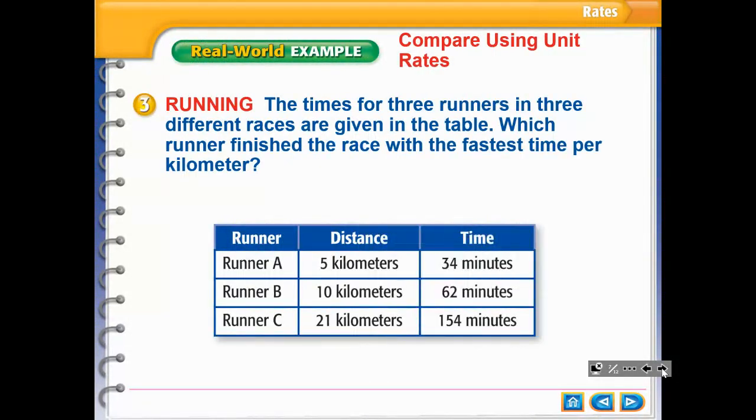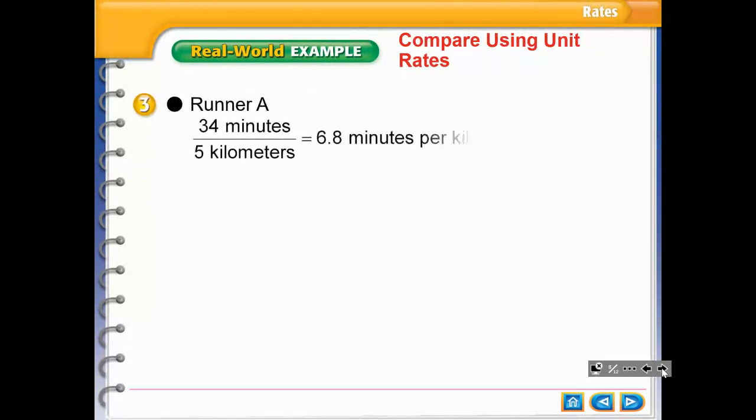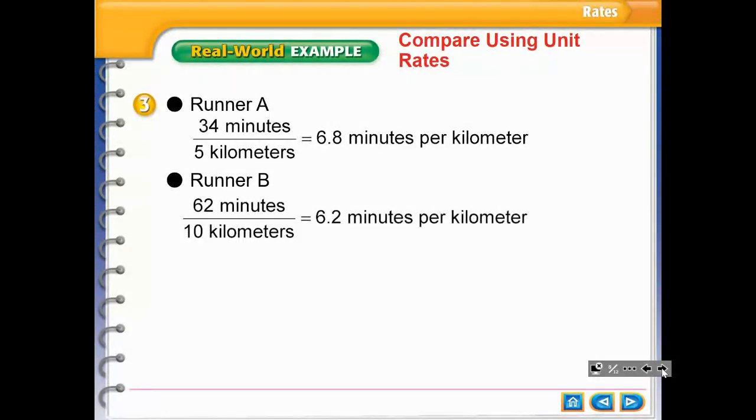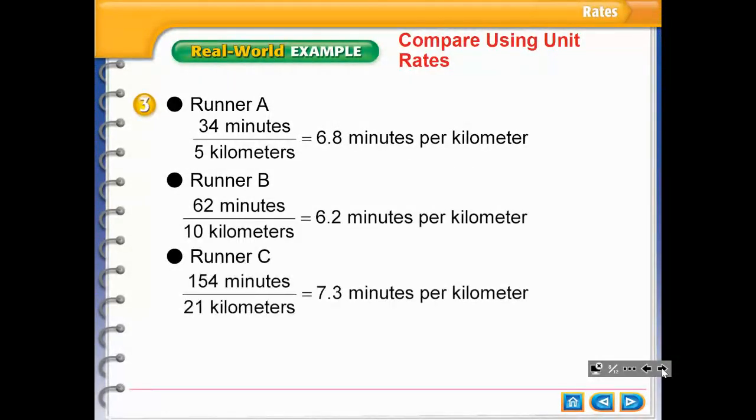Now, let's talk about how we use unit rates to compare things. We talked about going car shopping and wanting to compare miles per gallon from one car to one SUV. Here we've got 3 runners shown. We're looking to find which one finished with the fastest time per kilometer. So examine one at a time. Time per kilometer, or in this case, minutes per kilometer, would be 6 8/10 for runner A. Meanwhile, runner B, if we divide it out, would be 6 2/10. Runner C would be 7 3/10.